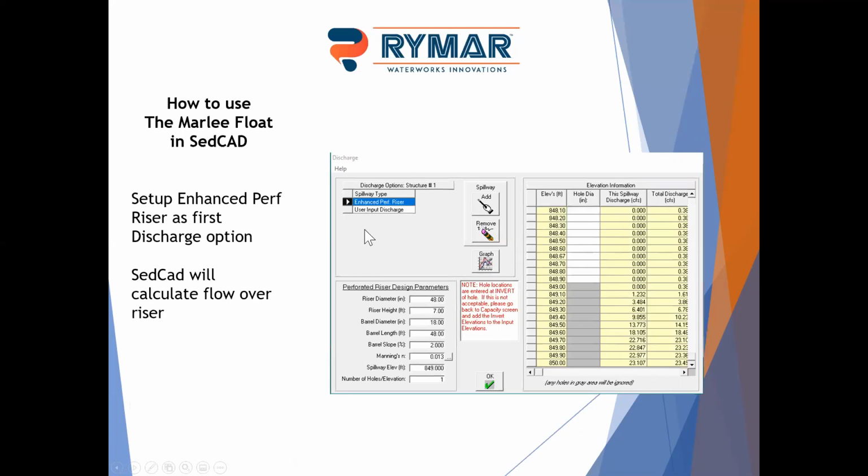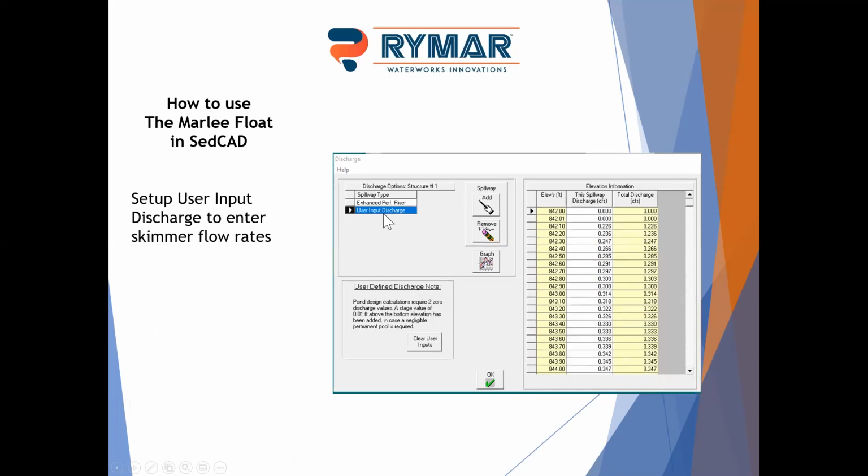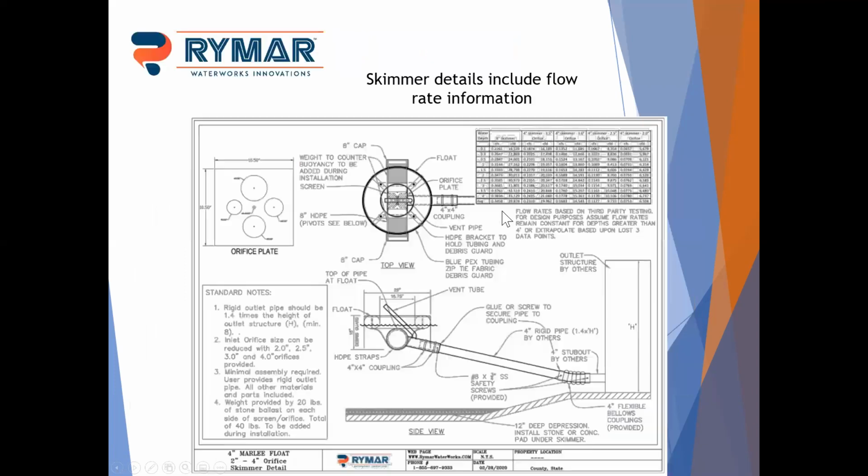After that, you're going to put in a user input discharge. And so when you do that and put user input discharge, the table here is going to give you elevation at every 0.1 feet. And when you do that, you'll have a place to put in the skimmer flow rates. So on our skimmer details, we have a flow chart that goes from 0 to 4 feet for each orifice size for that skimmer. And all these flow rates have been third-party tested and verified.